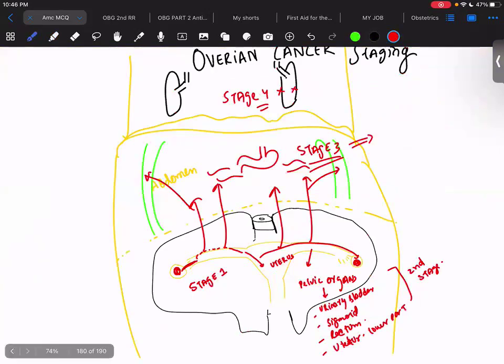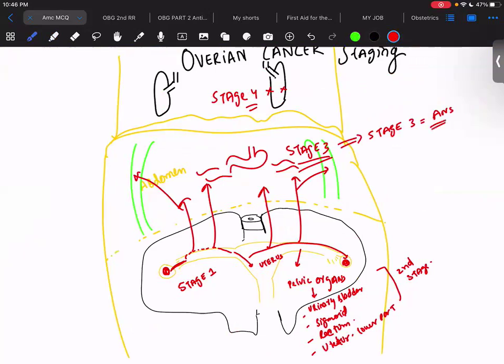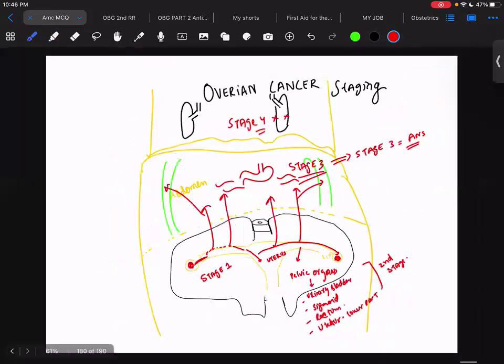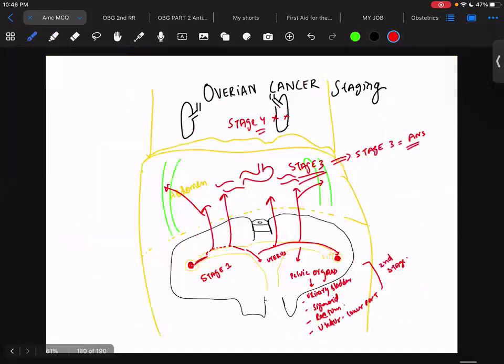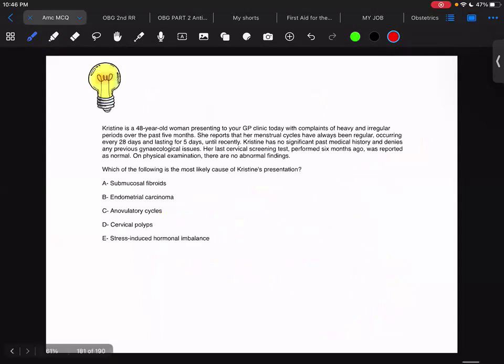we are talking about stage 3, and that is the answer. Done. Now with this, I hope this is clear. If they give you the same question and only pelvic organs are involved, you can go for stage 2. If only the fallopian tube and the ovaries are involved, it's stage 1. Abdomen is involved, stage 3. Chest is involved, stage 4.